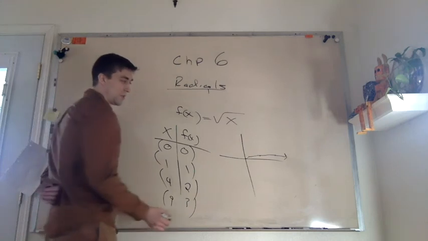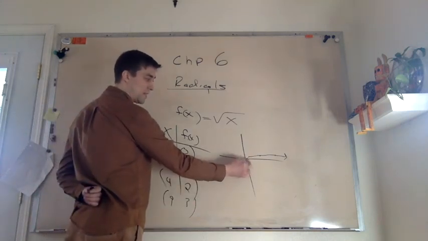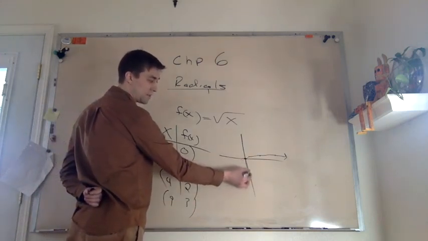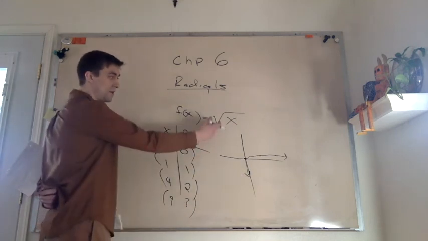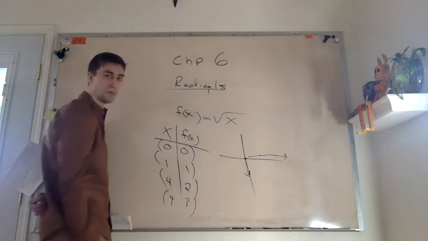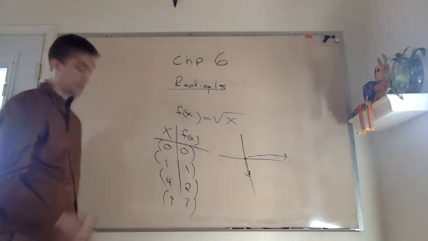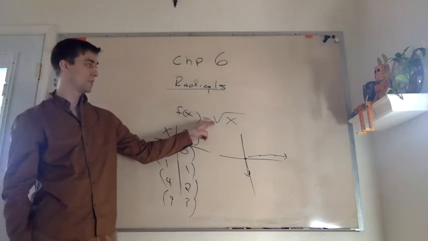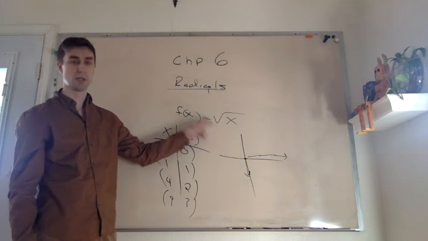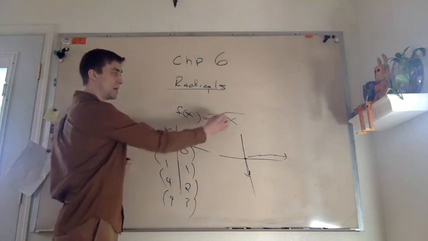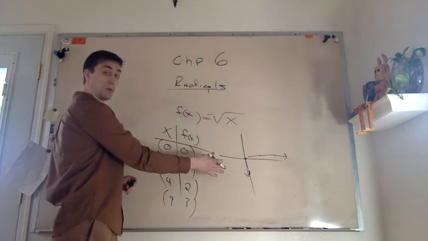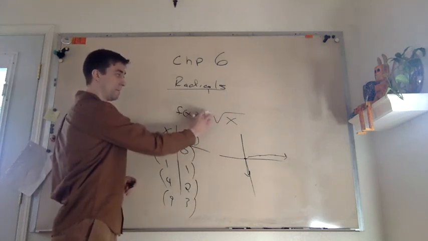A couple things to notice. One is that you're not going to see any y values down here. You're never going to get out of a square root a negative number. And the reason is because of what we were just saying, where this is the principal square root. It's always the positive version. If you wanted the negative version, you could tack on a negative sign there. And that'll be a different graph. So that might be on the homework.